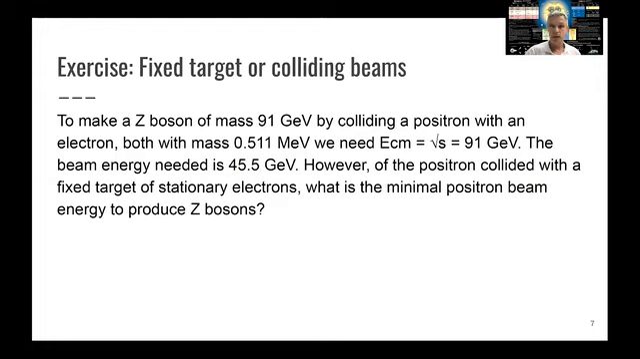So now imagine somebody would have proposed a fixed target experiment where you have stationary electrons, for example, electrons in atoms, just a gas of some sorts, and then you produce positrons in a beam, accelerate them and bring them to collision. So the question here now is, how large does the energy of this positron beam have to be in order to produce a Z boson? So again, this is something I would like you to actually explore and just write down. Solutions for this example are also in the backup.